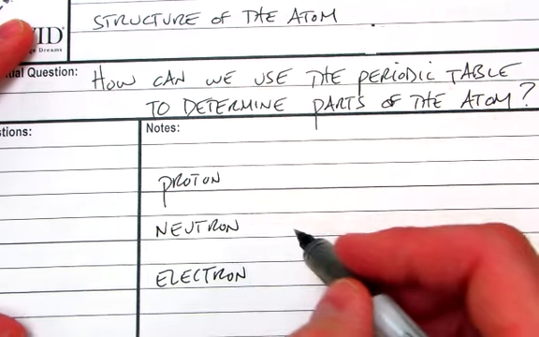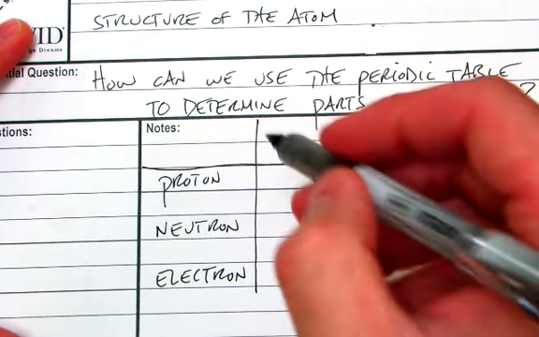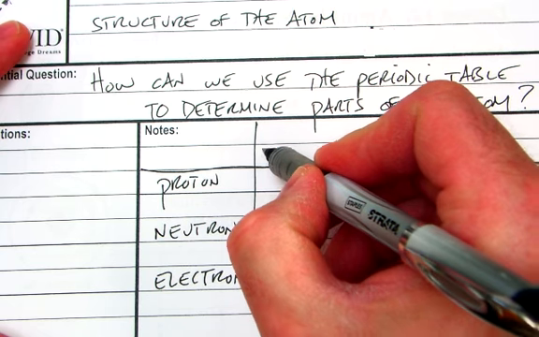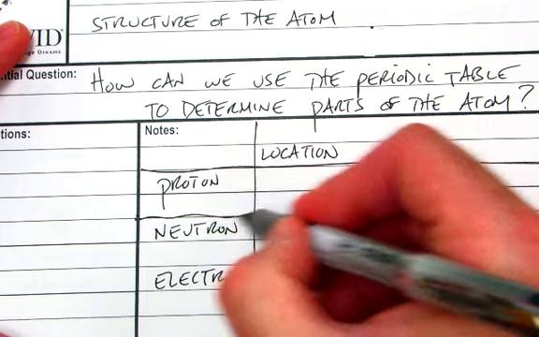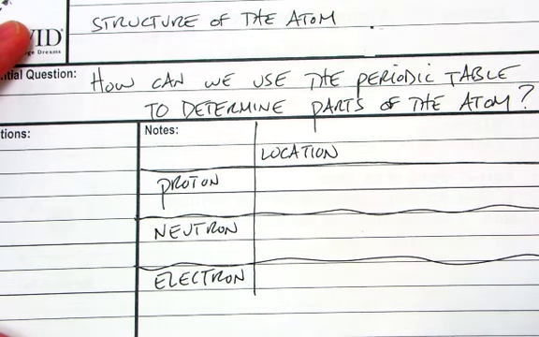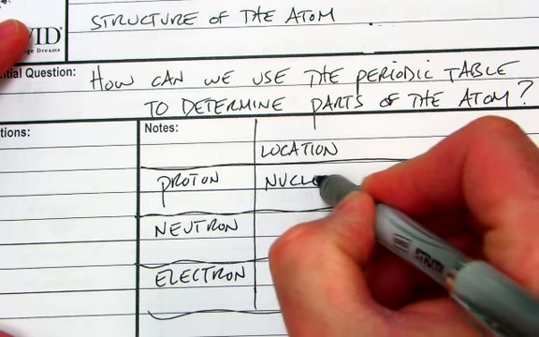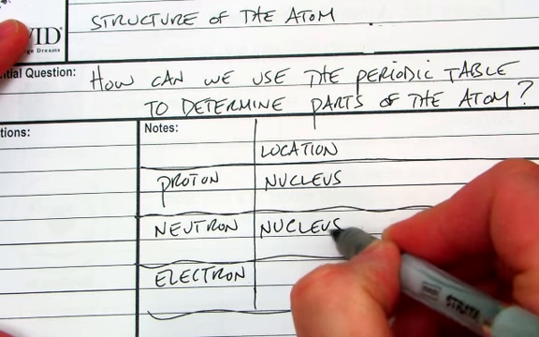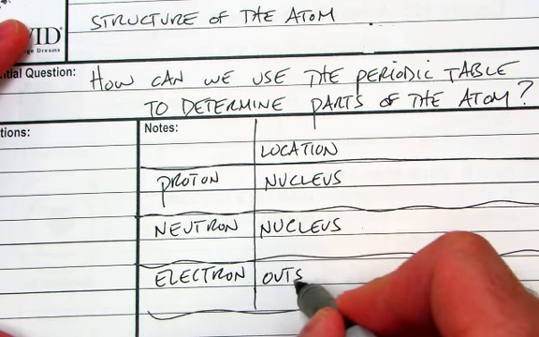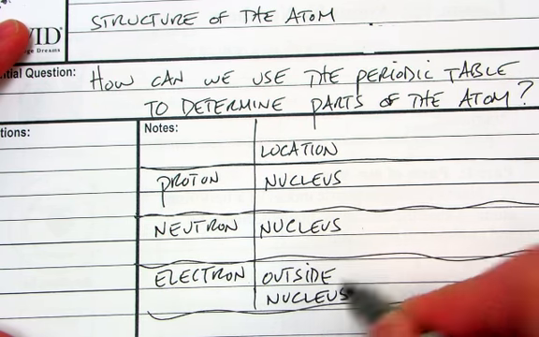Okay, I'm going to make a little chart here, give ourselves some space. So proton, neutron, electron. I'm going to go across here, and first of all, I'm going to write location. Where are they all located? I'll draw a line across here, and a line across here. We saw that the protons are in the nucleus, neutrons are in the nucleus, and then electrons are outside the nucleus.